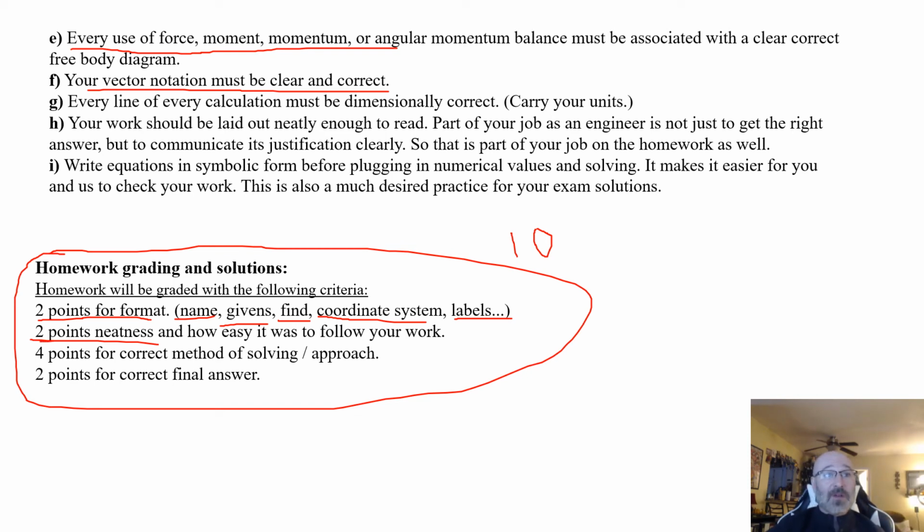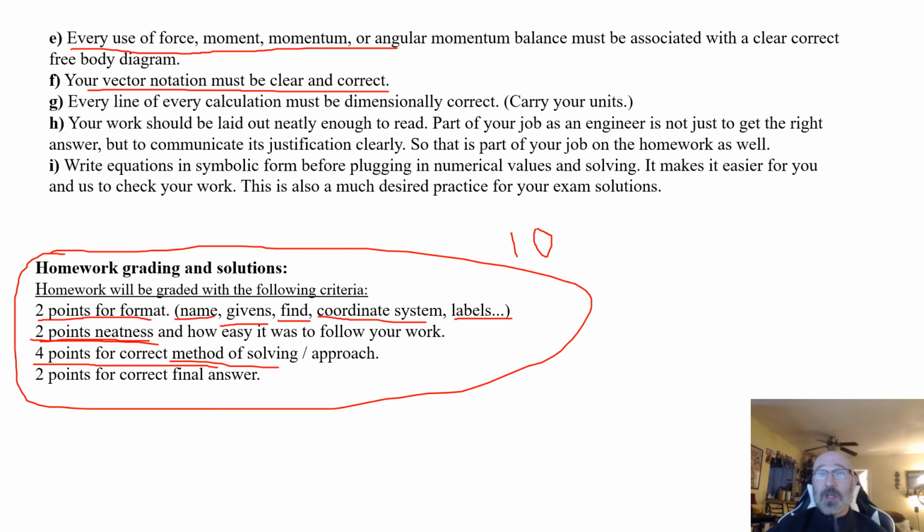So 2 points for how neat and easy it is to follow. The bulk of the points is the correct method. So this is going to relate to, did you use the correct approach? Did you choose the correct governing equation? Relating back to the textbook readings, lecture slides, things of that nature. What approach did you use? Is this the correct approach?